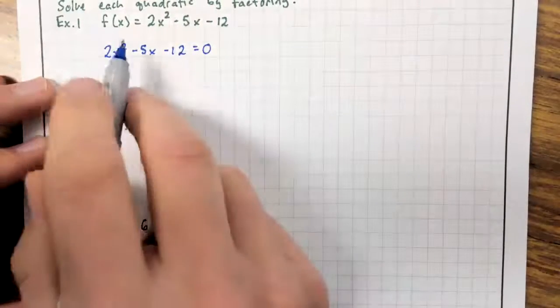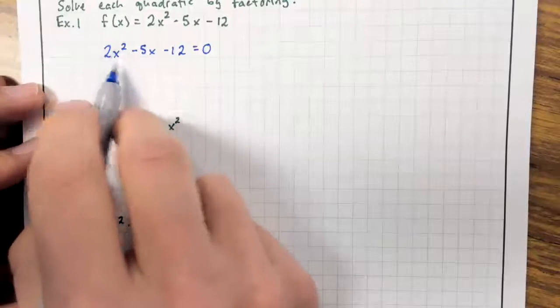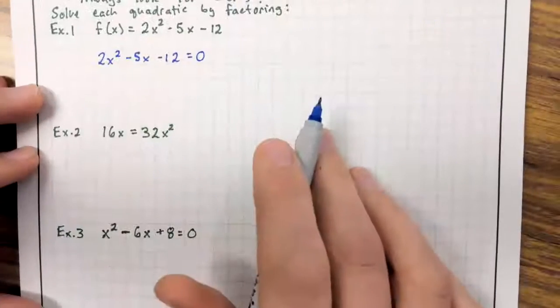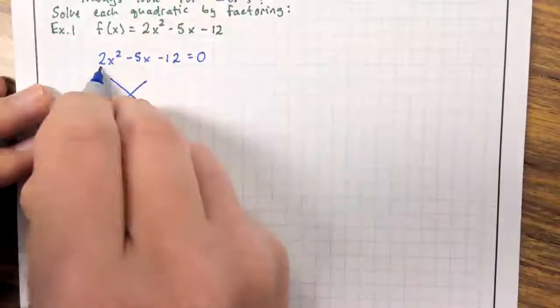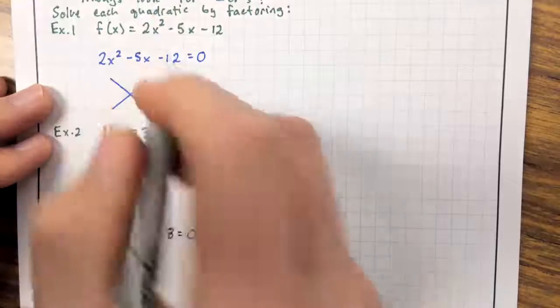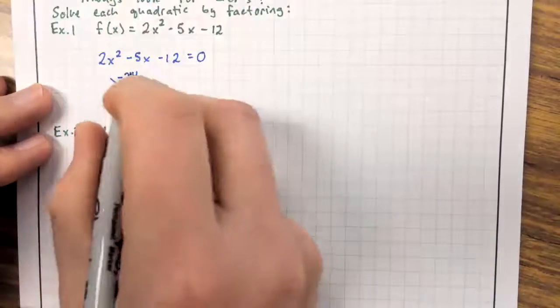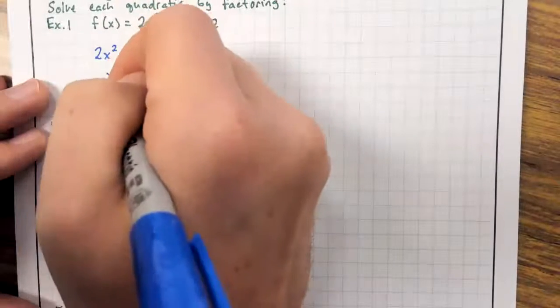It really doesn't matter. So anyhow, we look at the a value, and a value here is 2, which means we have to use the AC method. So hey, the AC method, that's where we set up our X bar chart type thing, and we do the a value times the c value. So 2 times negative 12 to give us negative 24. And then the factors of negative 24 have to add up to this number in the middle, that negative 5.